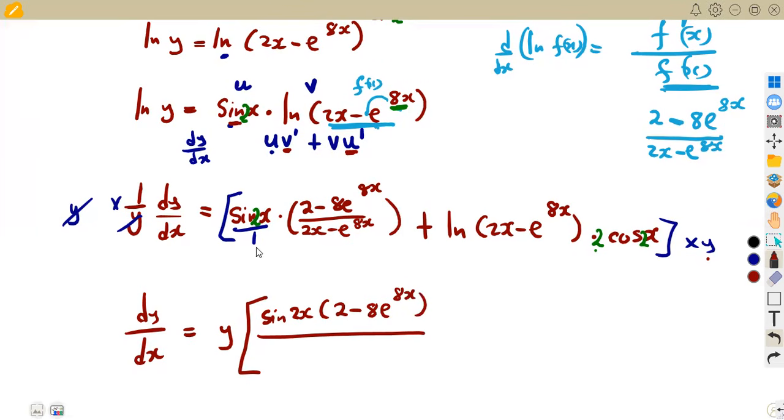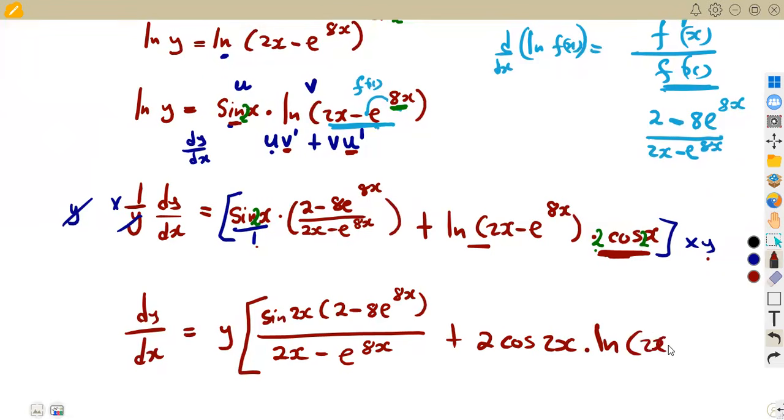Then we multiply 1 times the denominator, which is 2x minus e to the exponent of 8x, like this. All right. Then this whole part, you can just start with your trig, which is 2 times, this is a plus, so it's going to remain as 2 cosine of 2x as it is, then times the ln of 2x minus e to the exponent of 8x, like this, close the bracket.